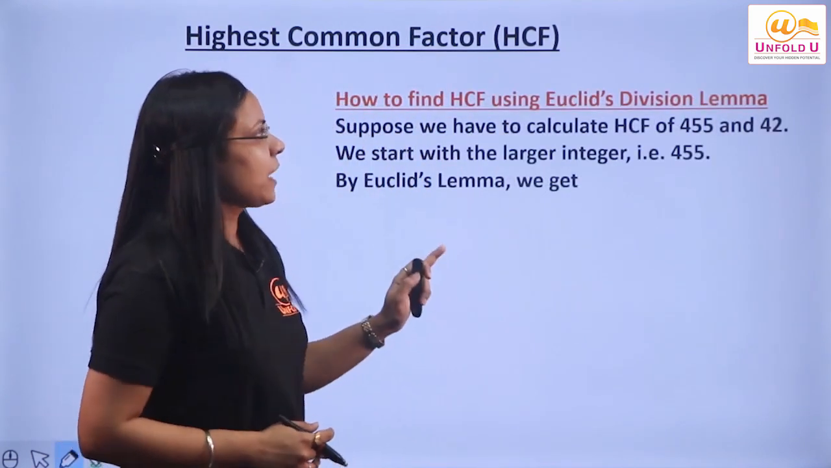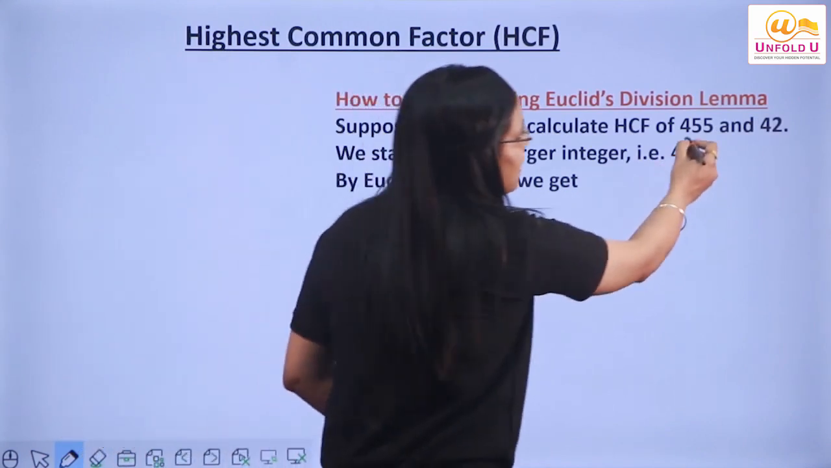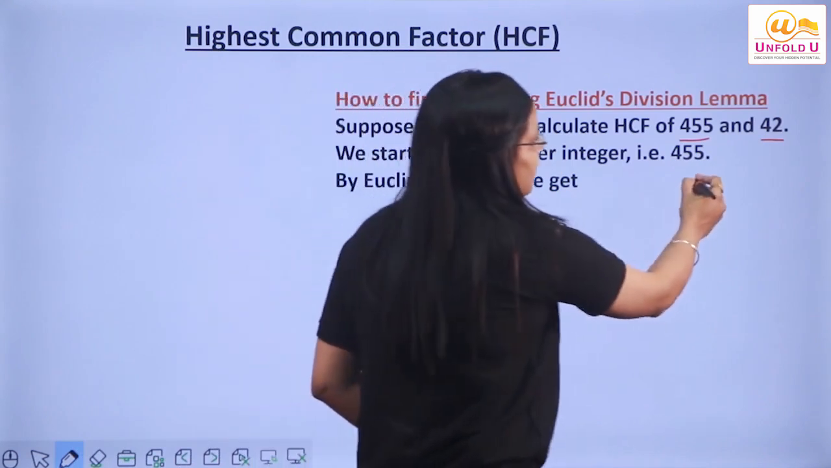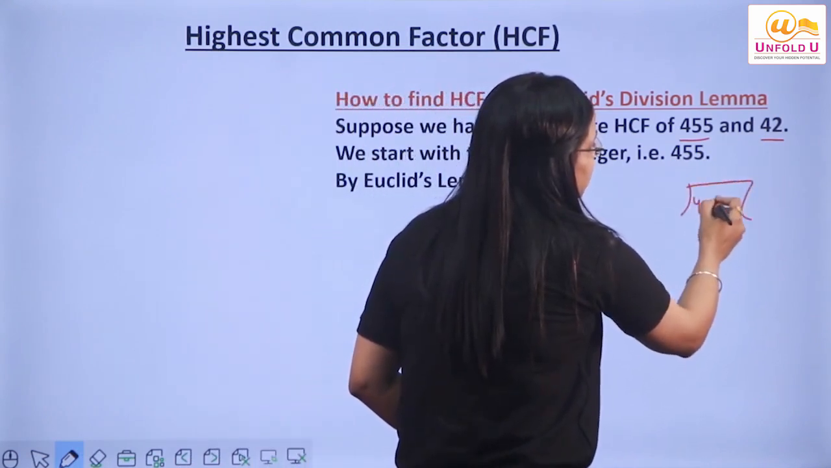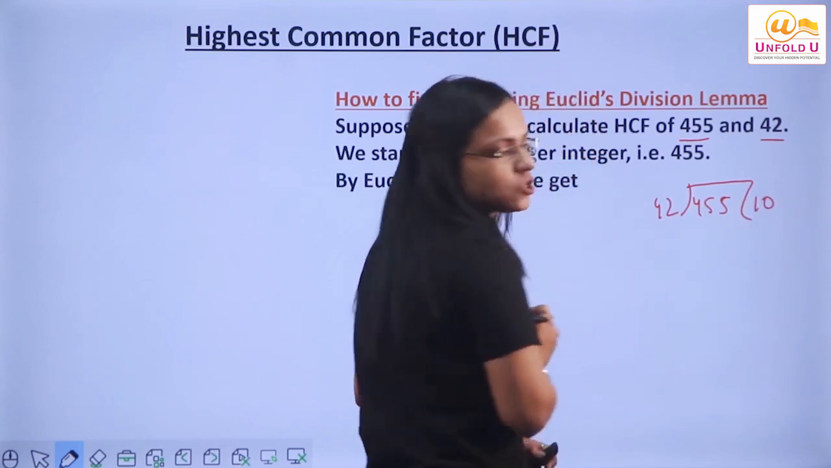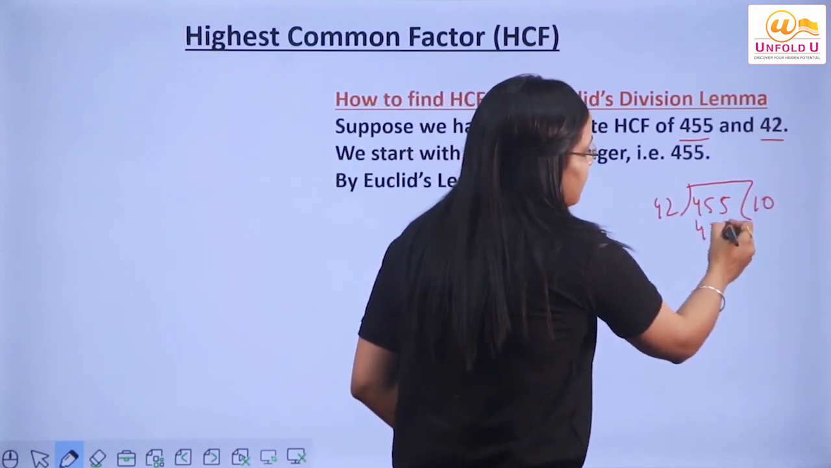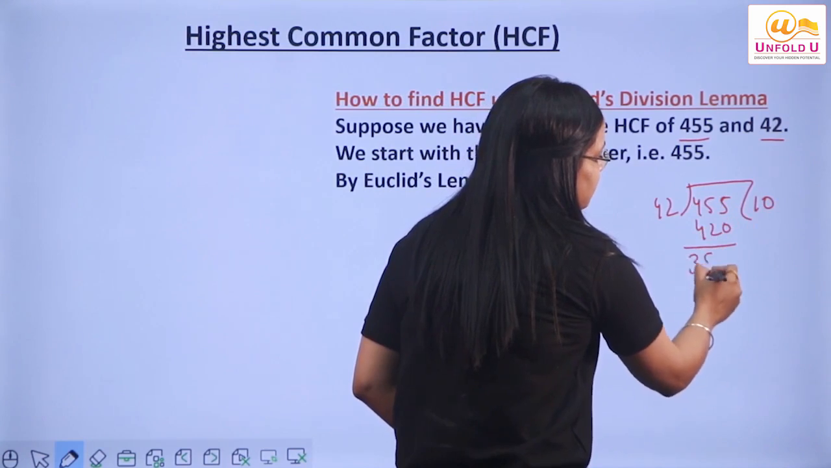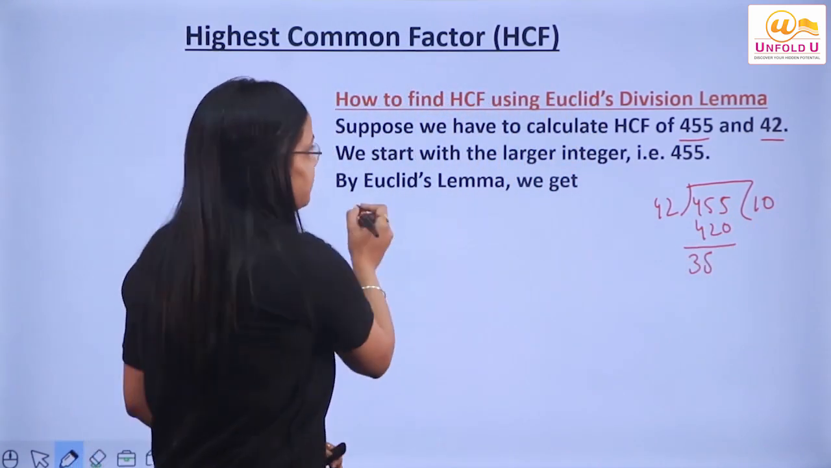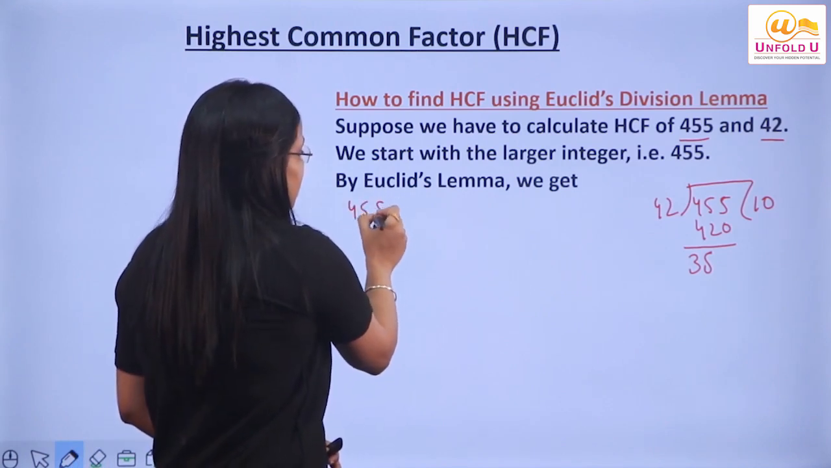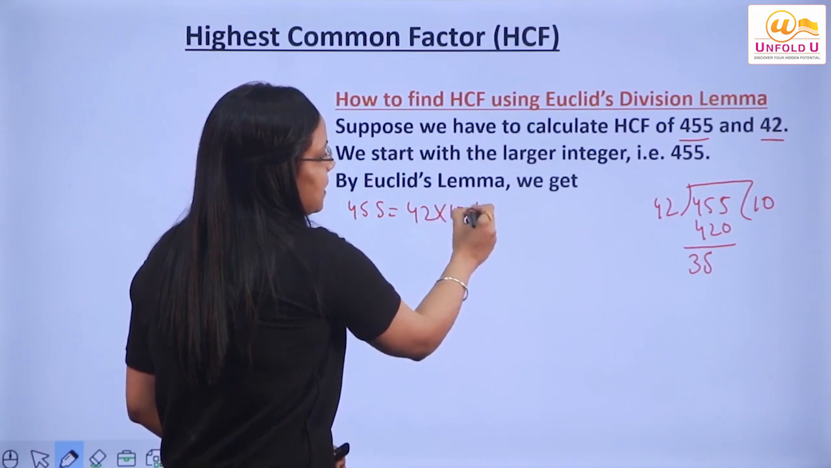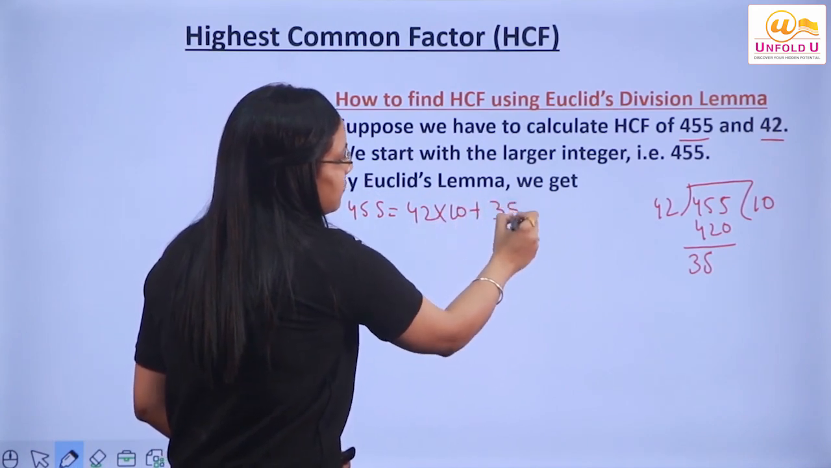Now suppose we have to calculate the HCF of two numbers, say 455 and 42. So for that, if we divide 455 by 42, what do we get? We get quotient as 10 and remainder comes out to be 35. So if we write the same thing using Euclid's division lemma, we write that 455 is equal to 42 into 10 plus remainder, which is 35.